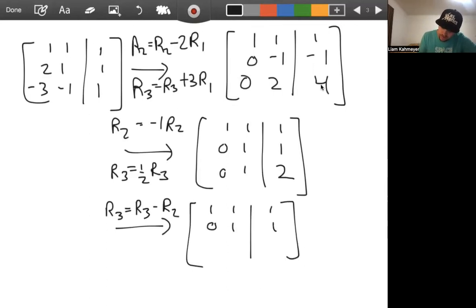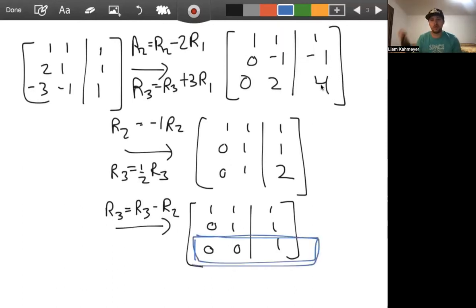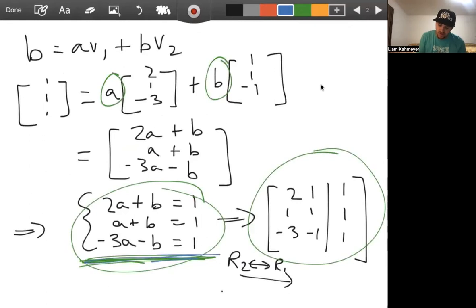And then in the third row, we have 0 minus 0, 1 minus 1 is 0, 2 minus 1 is 1. Now, this isn't in reduced row echelon form, but it tells us everything we need to know. What is this bottom row, right? As you're going through the steps of putting an augmented matrix into reduced row echelon form, you want to keep in mind, what is this telling me algebraically? Or what is this telling me in terms of the system of equations?